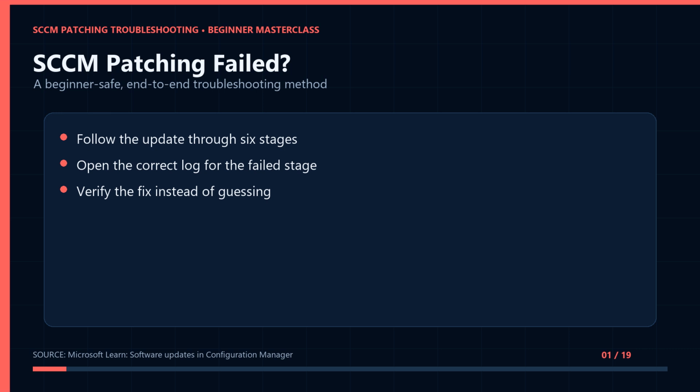Look for the first real error, not the final generic failure. Copy the hexadecimal code exactly and decode it using official Microsoft guidance. A successful scan should produce fresh log activity and updated applicability state. Group scan failures by cause.